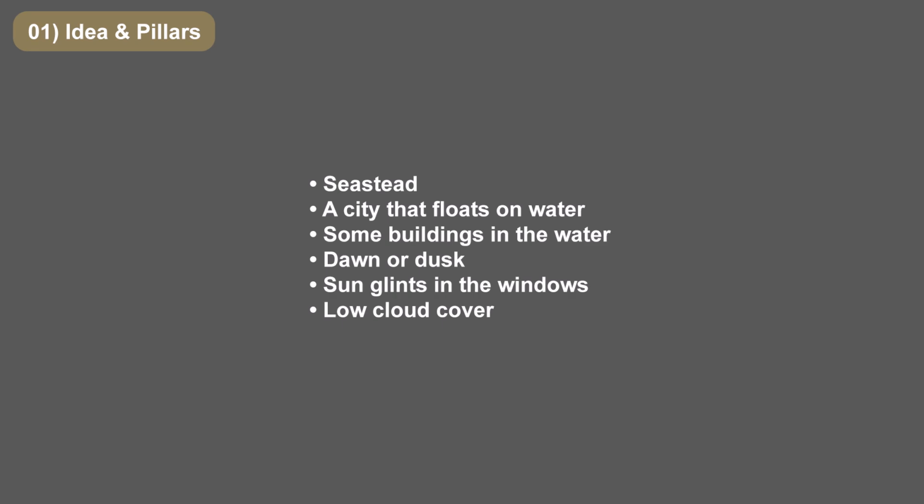This can be anything from I'm going to make a robot to something more specific, like I'm going to make a robot whose purpose is construction and he'll have really thick arms. In the case of our seastead example, it's I want to illustrate a seastead, a city that floats on water. I also have a general idea of the visual I want, some buildings in the water at either dusk or dawn, sun glints on the windows, and some low cloud cover.